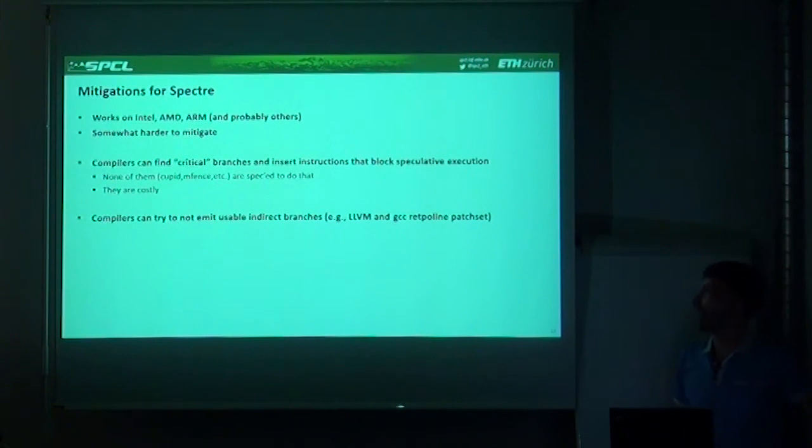The problem is that these instructions are not really specified to block speculative execution. This happens to work, but it's not documented that it always will. The nice thing is that Intel at least said, okay, we acknowledge that this is how they work, and we will add a sentence in the documentation or specification saying that they block speculative execution. So they are costly, and compilers can also try not to emit usable indirect branches. That is very difficult to do.